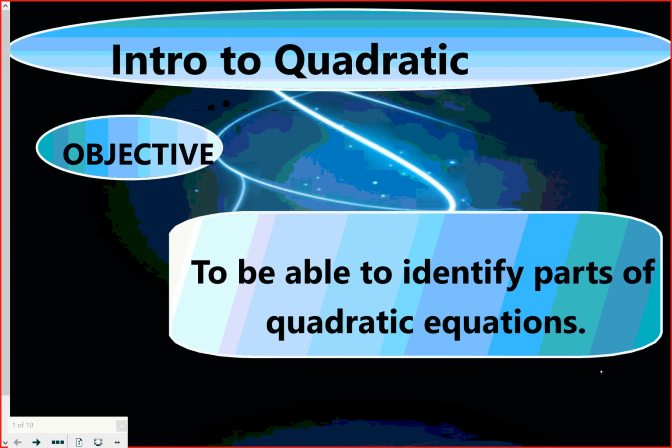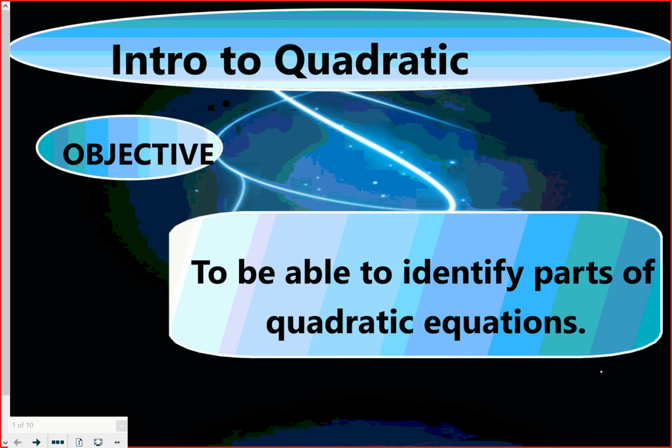Okay, so we just finished up the exponential unit, and what we're going to get into now is the quadratic. Throughout this unit, by the end of it, we should be able to graph a quadratic, find the zeros, find the axis of symmetry, and identify all the parts of a parabola. But before we get into all that, we're going to get into just the intro of quadratics.